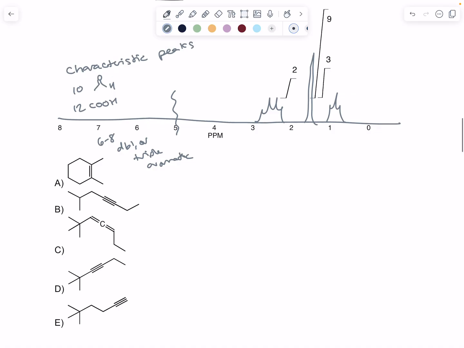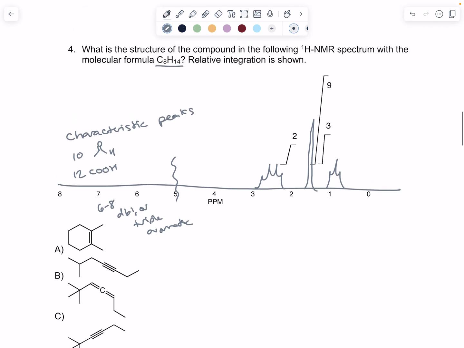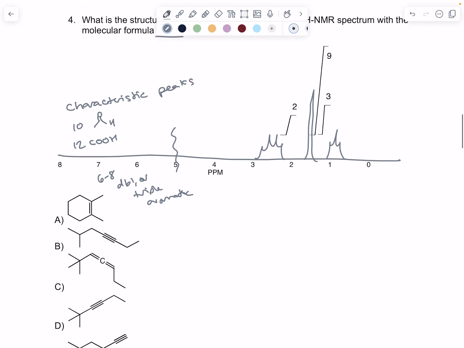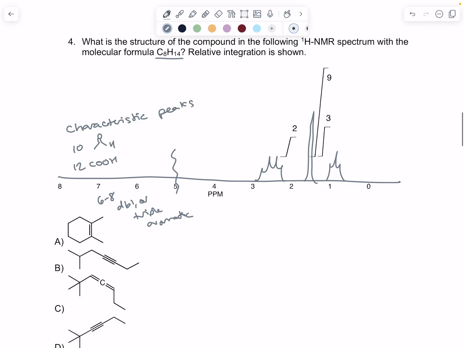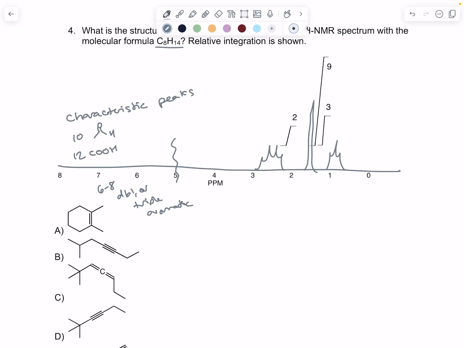So that's one thing I noticed: there are no characteristic peaks, so there are not going to be hydrogens off of any of those types of functional groups. That's interesting to note. The next thing I look at is that we have C8H14, so we should have 14 hydrogens. When I'm looking at this, we have 9, 10, 11, 12, 13, 14. So there might be symmetry, but we have all the hydrogens accounted for.